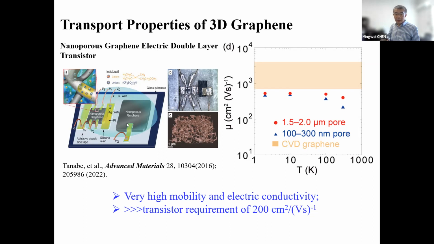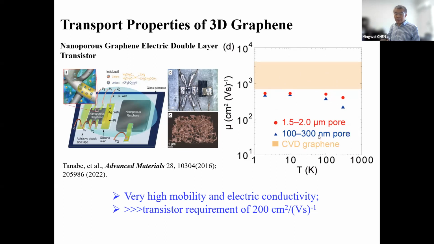We build this electric double layer transistor, using our bulk graphene to make the device to measure the conductivity. This shadow region comes from all the literature reports on perfect 2D graphene, the transport property or mobility. These are 3D graphene. At low temperature, we are pretty close to the lower bound of perfect 2D graphene. That means our three-dimensional graphene still keeps very high electrical conductivity.